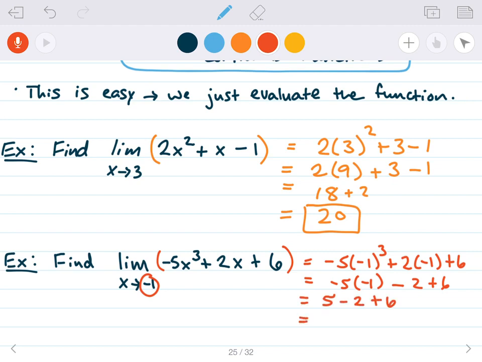Okay, so we have 9. So the limit is going to be 9 in this case.